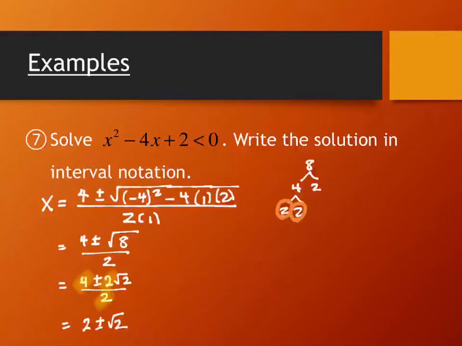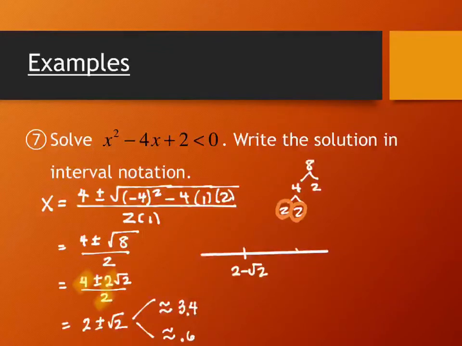Now, it's kind of useful to have an approximation for what each of these are. That is, what is 2 plus the square root of 2 approximately, and what is 2 minus the square root of 2 approximately. As a reference point, this is 3.4 if you add them, and if you subtract them, it's 0.6 approximately. The reason that matters is because when we're choosing test points, we need to know more than just that this is 2 minus the square root of 2, and this is 2 plus the square root of 2. I need to know what those approximately are so I can figure out what points I'm going to test.